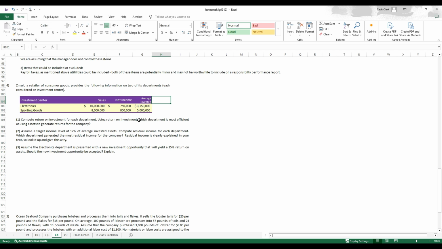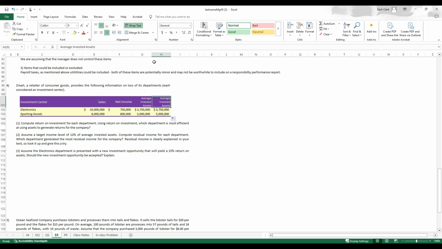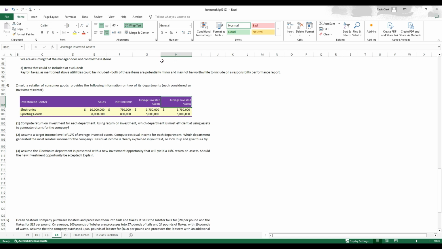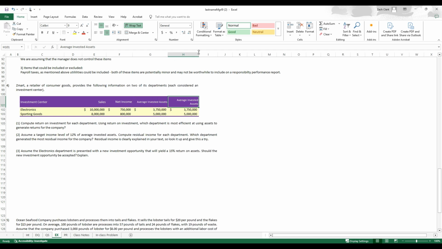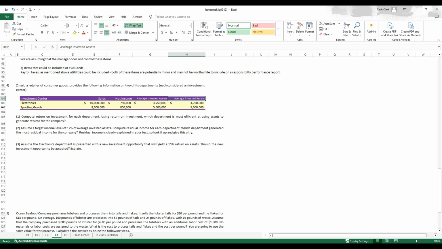So let's do ROI. I'm just going to extend this table. I think that's worthwhile. Let's make that a little easier there. Okay, let's just say ROI. And we're going to take net income divided by average invested assets. Let's turn it into a percentage. So what do we get? 20% and 16%.